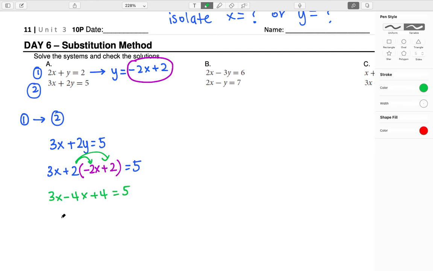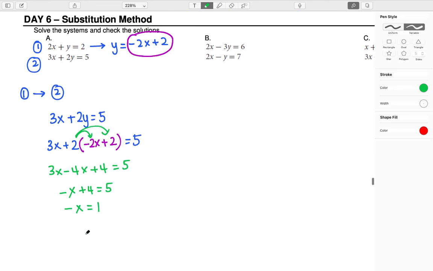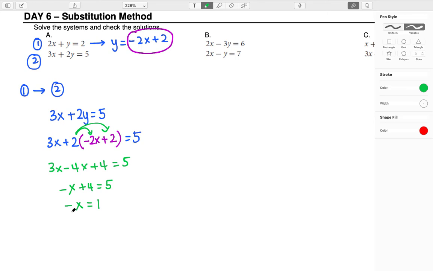So it looks like I have a like term here. And I'm going to bring 4 to the other side. So 5 minus 4 is 1. But we don't want anything in front of x. So let's divide everything by negative 1. So therefore x is equal to negative 1.